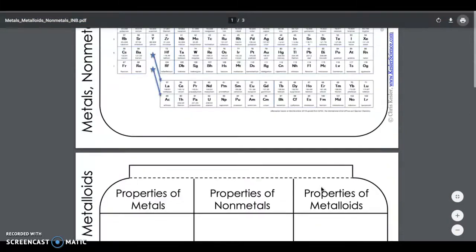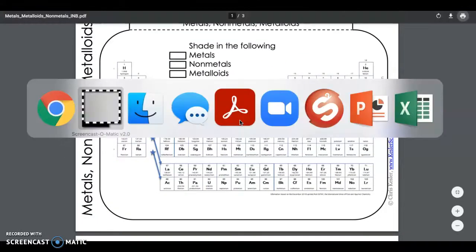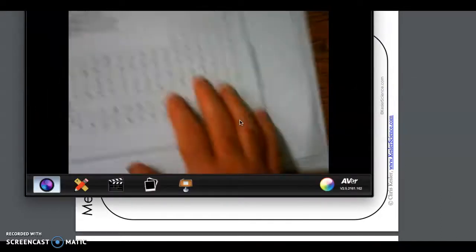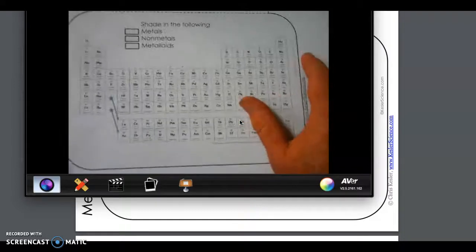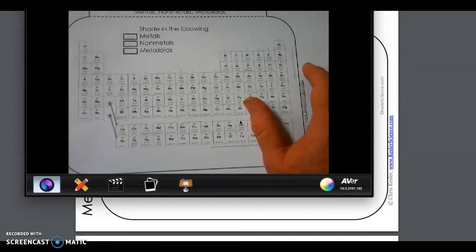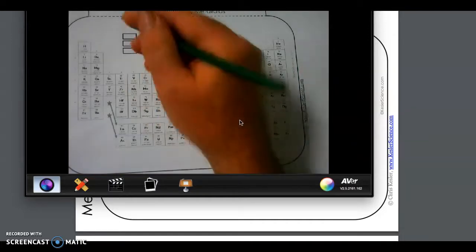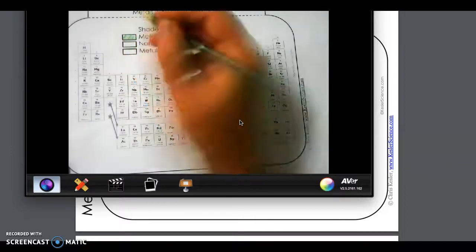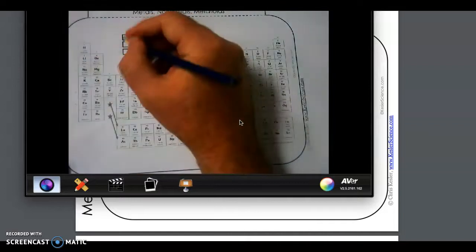Now the last thing we're going to do with reference to this, let me go ahead and switch over to this one. You're going to see what we're going to do is we're going to fill this in, and you get to choose the colors you want to use. So for my example, I'm going to use green for metals. I'm going to go blue for my nonmetals.